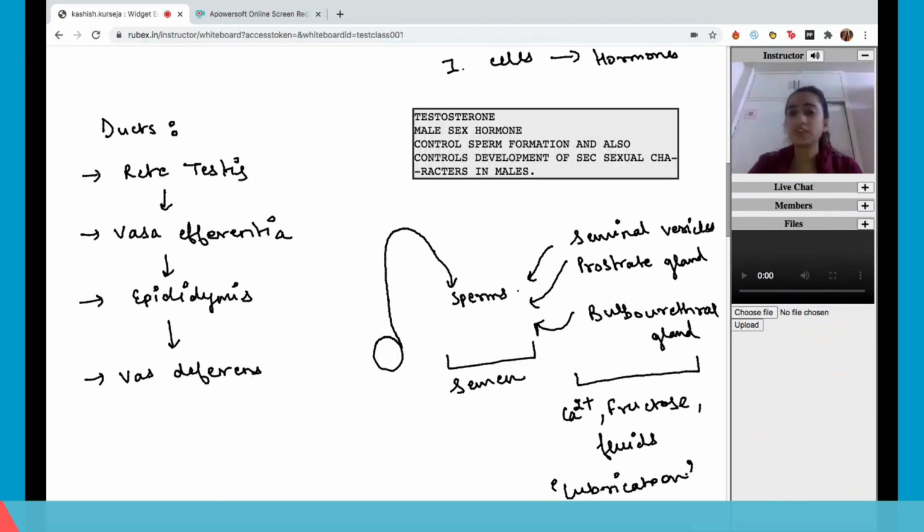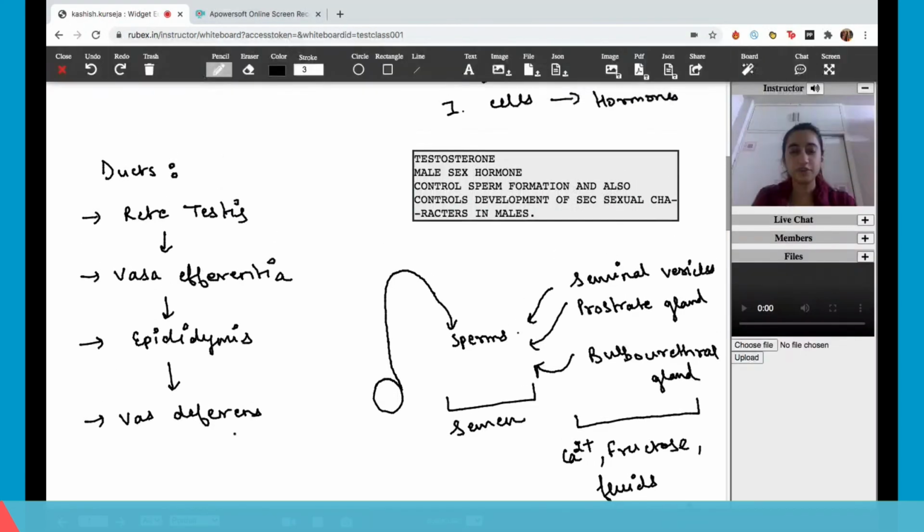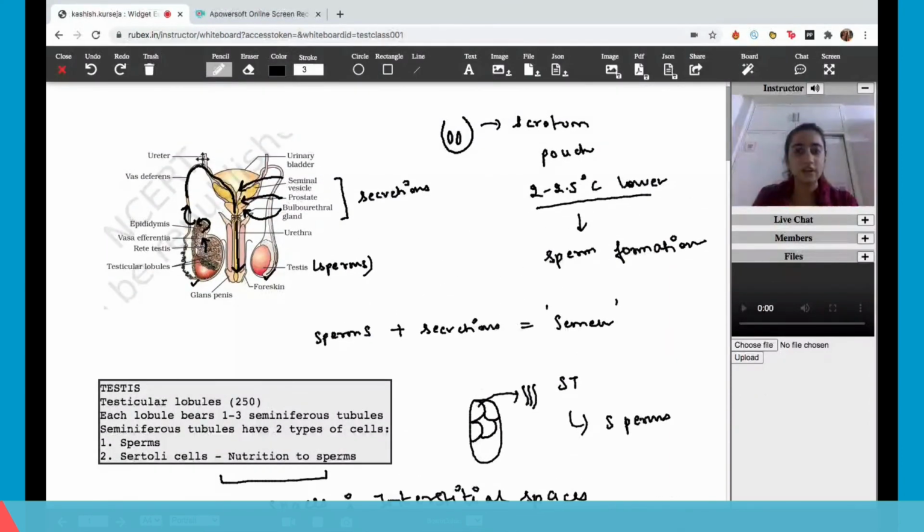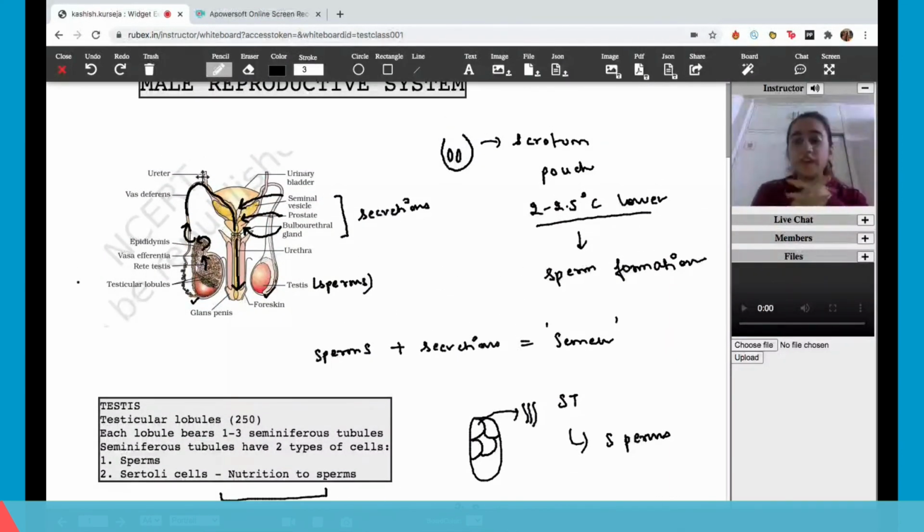After that, they just simply exit the body, enter the female body, and the male and the female gamete combine with each other to form the zygote. So this is what we had over here, and I hope you were able to get a well enough idea for the male reproductive system, and I hope I made this diagram pretty easy for you.